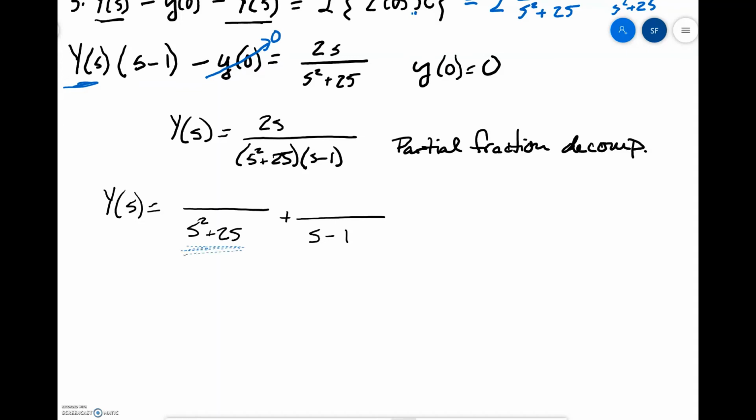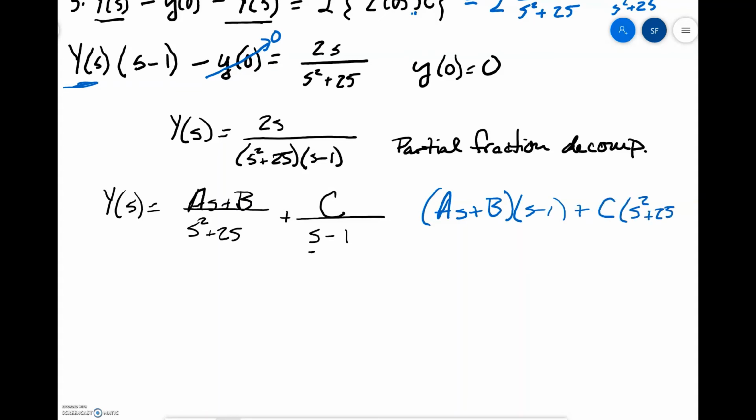Because this is a squared power, that means on top we have to have not only a constant, but a constant times s, and then because this one is just a single power, then that one's just going to be c. Okay, let's go off to the side and do this. Let's do it slightly differently: As plus b times s minus 1 plus c times s squared plus 25.